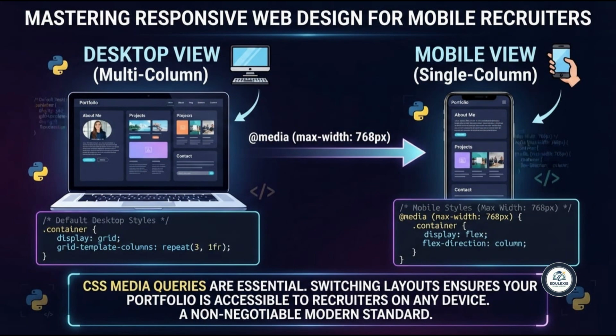Your site must look great on mobile. Use CSS media queries. Explain that @media (max-width: 768px) allows us to switch from a desktop multi-column layout to a single-column layout for phones. This is a non-negotiable standard in modern web development. You want your portfolio to be accessible regardless of the device a recruiter is using.